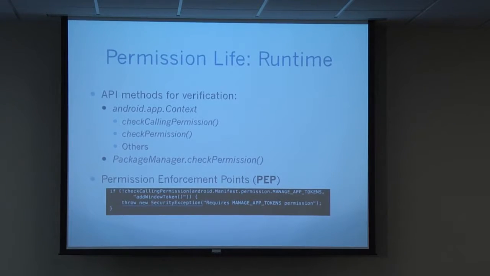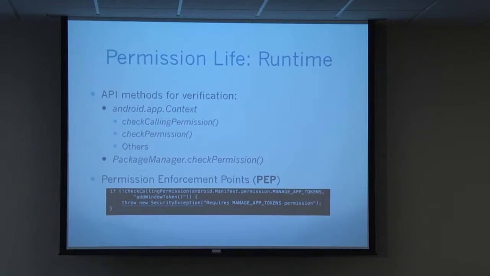And then furthermore, in the permissions life, there's the runtime verification and validation of permissions. It's one thing to request permissions at install time, but permissions are actually verified at runtime. And they're verified using a handful of methods that are part of the API. The context object provides a few: check calling permission, check permission. There's others, enforce calling permission. A number of others, there's about 8.